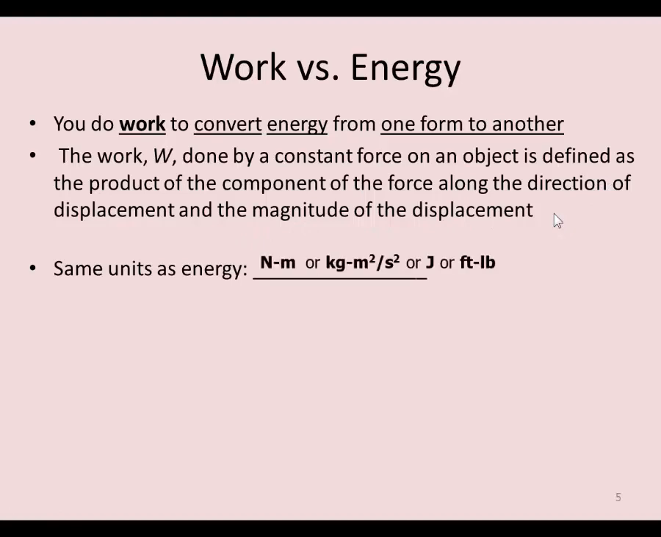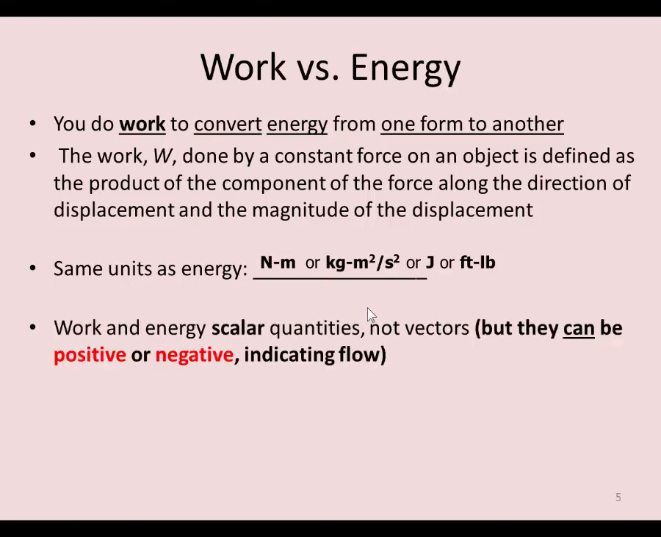And so we could use force times distance units, newton meters, or if we just convert these into MKS units, that's kilograms times meter squared over second squared. Of course, as I mentioned before in our introduction, we call those joules for MKS units, or our U.S. customary version of those would be foot-pounds. Work and energy are scalar quantities.